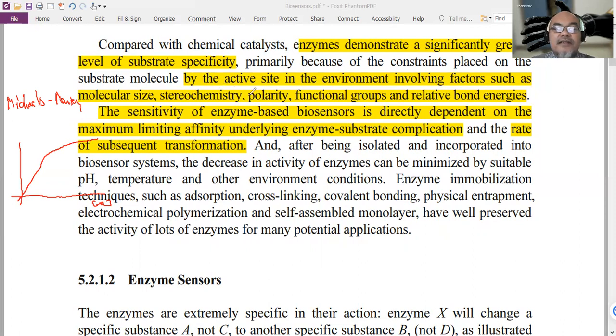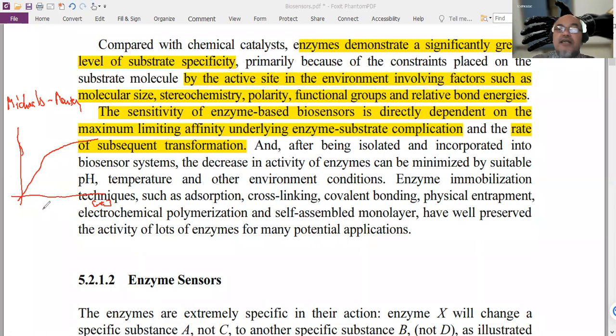So that's why the sensitivity here is dependent on the maximum limiting affinity. If the concentration of the substance is quite large, then usually the sensitivity will decrease.